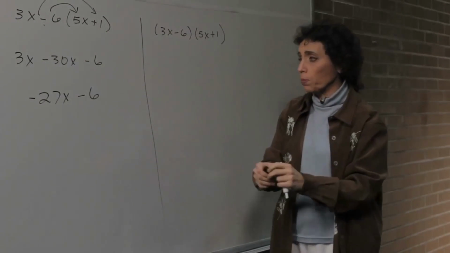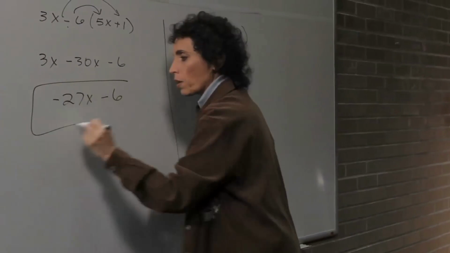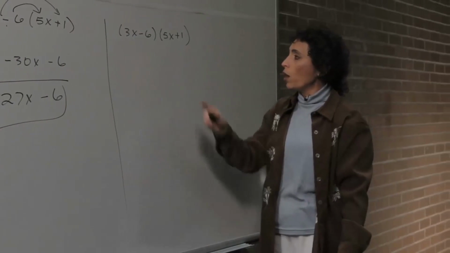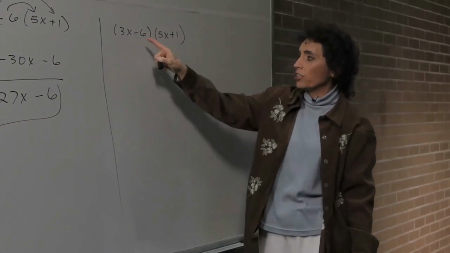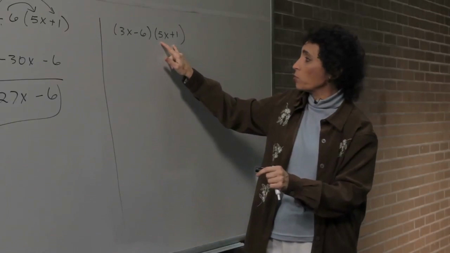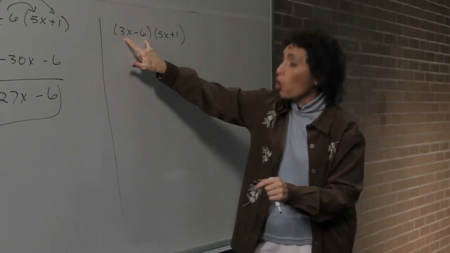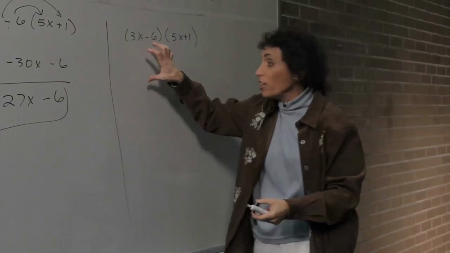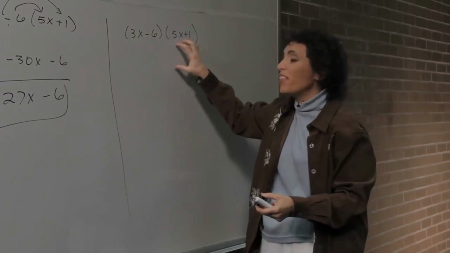Okay, so that's pretty simple, pretty straightforward. Okay, let's see how this one is different. Well, this one is different because there's an extra set of parentheses here. So what is really being multiplied by the 5x plus 1? Well, if you think about it, it's this whole thing, because the whole thing is in parentheses. So this whole thing is being multiplied by this whole thing.